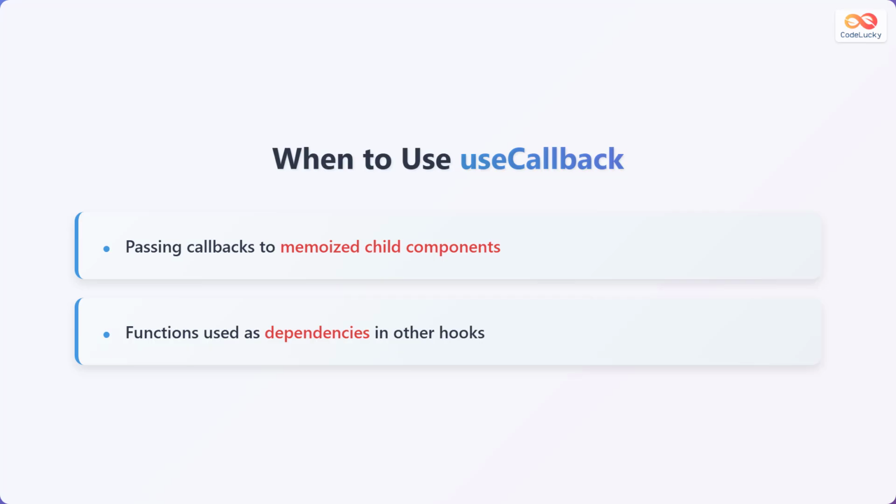Secondly, when functions are used as dependencies in other hooks, such as useEffect. Using useCallback can prevent infinite loops or unexpected behavior caused by constantly changing function references.